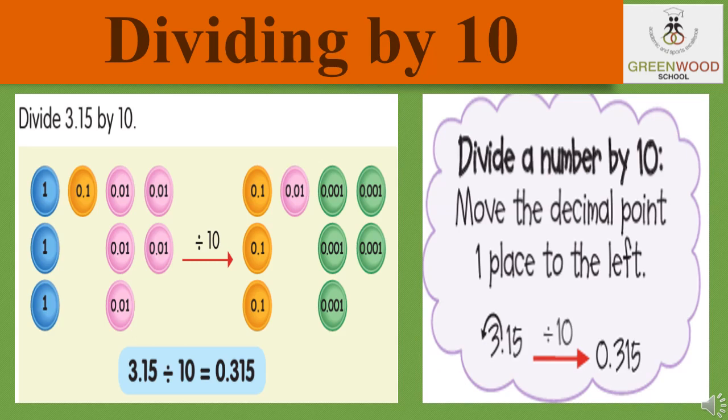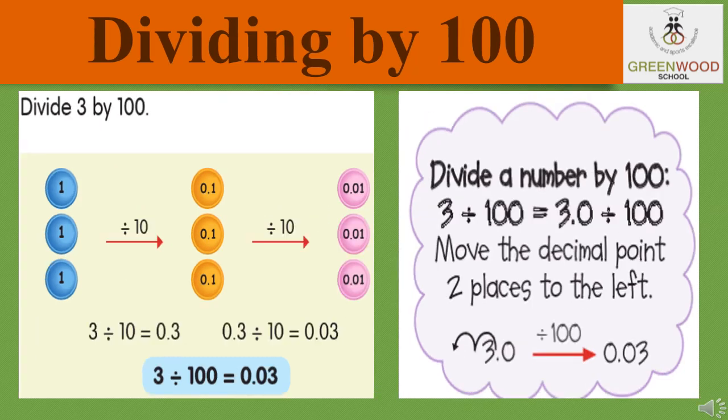Next is dividing by 10. Divide 3.15 by 10. Now 10 has 1 zero. So we'll move the decimal point by 1 digit, but this time we'll move it to the left side, not right side. When will we move to the right side? In multiplication. For division, the decimal point will be moved to the left side. So from 3.15, the decimal point will move before 3. So the answer will be 0.315.